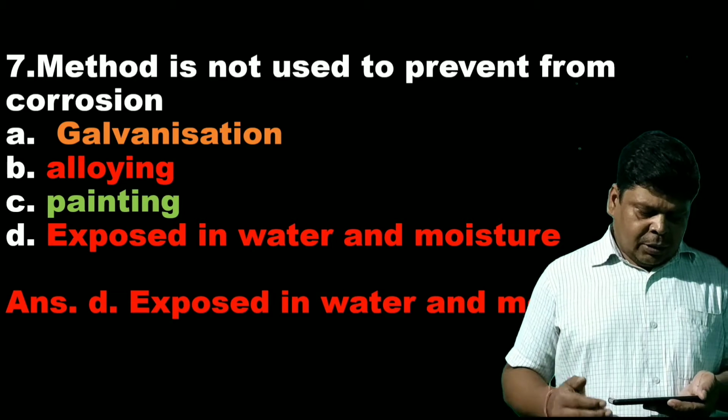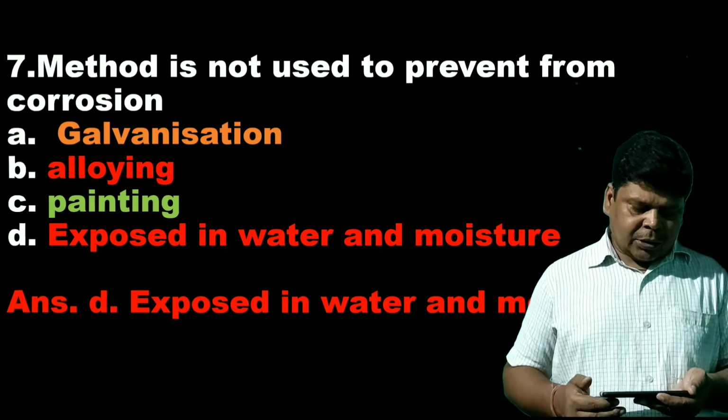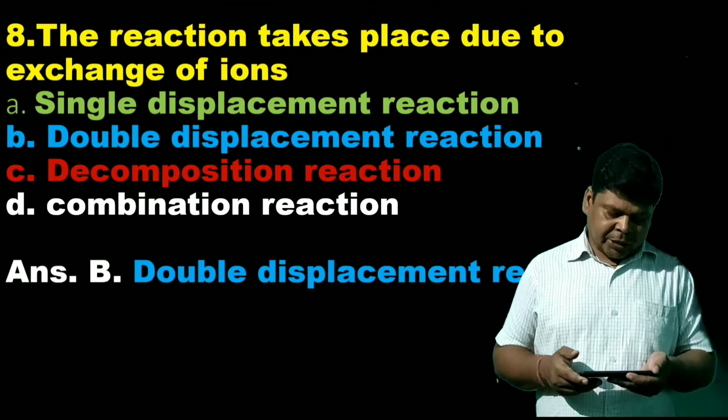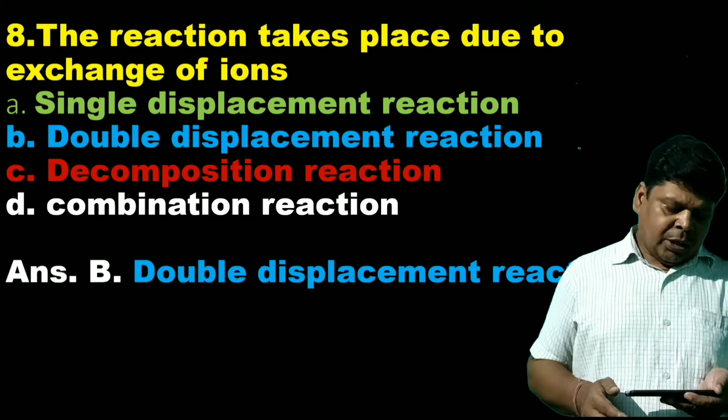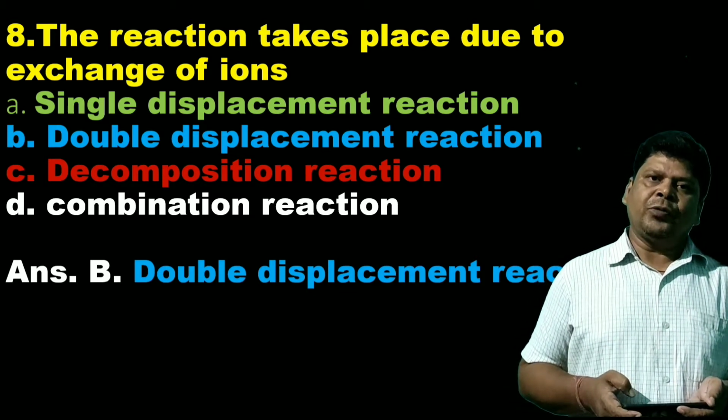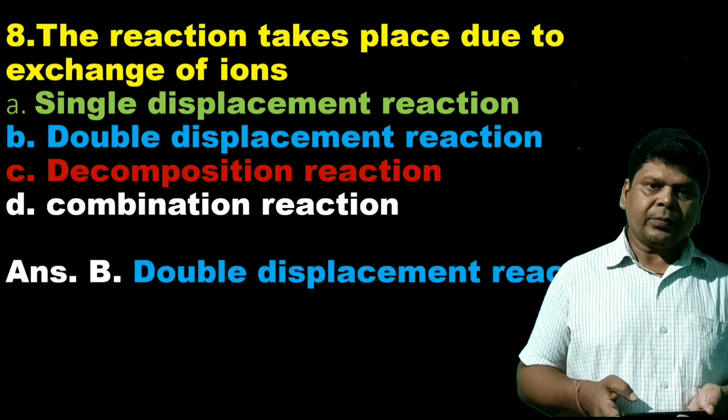Next is, the reaction that takes place due to exchange of ions. Exchange of ions, this is a double displacement reaction. Here, single displacement, no. The answer is B, double displacement reaction, in which exchange of ions is taking place.